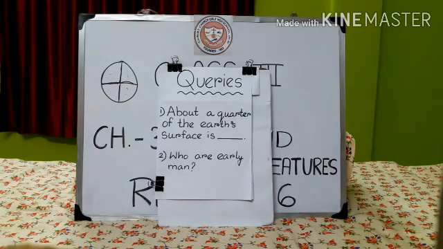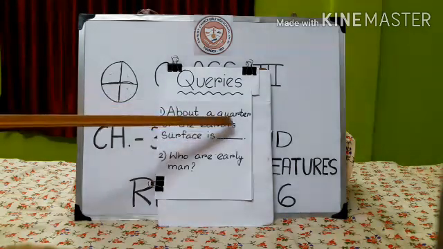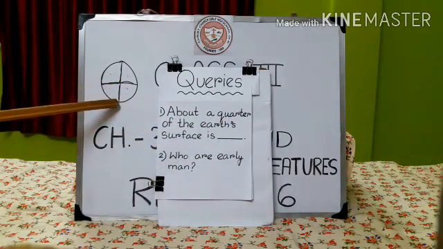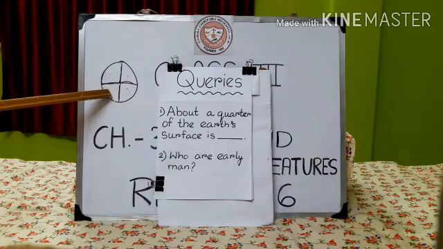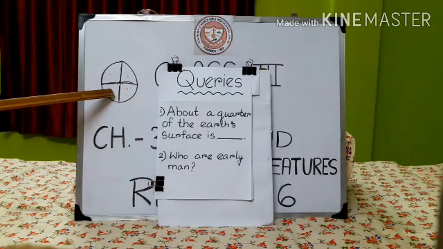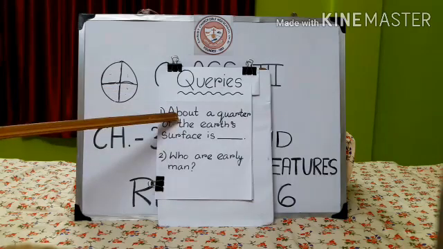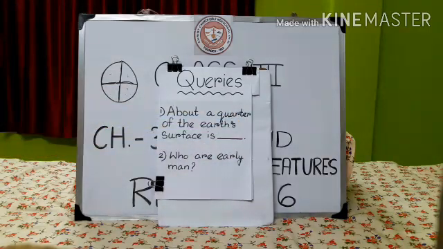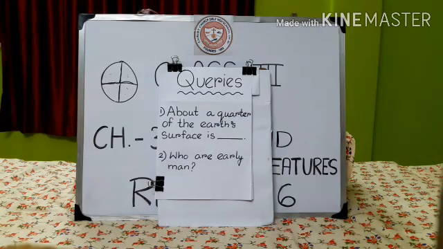So as the question goes, about a quarter of the earth's surface is dash. Only 1 quarter of the earth's surface is what? The 3 parts are water and 1 part is land. So the answer to this question is: about a quarter of the earth's surface is land. Got it? Now next, who are early man?